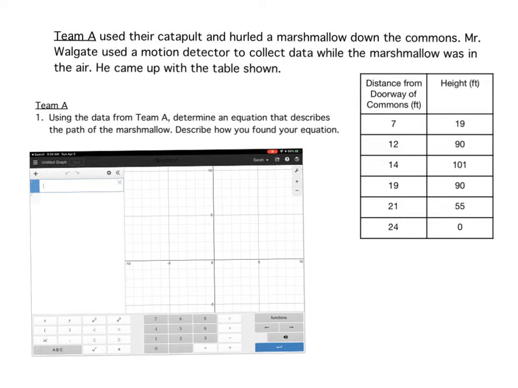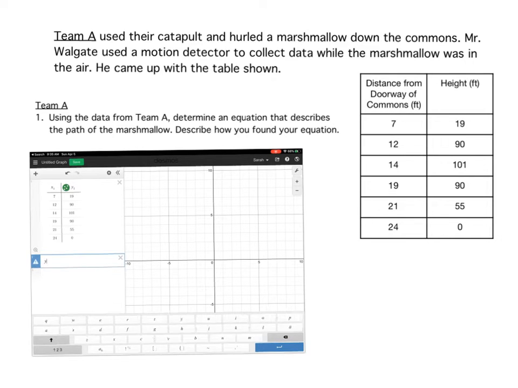And in Desmos, we're going to go ahead and make up a table. So we'll hit the plus sign. We're going to put in our values of our ordered pairs. So we have 7, 19, 12, 90, 14, 101, 19, 90, 21, 55, 24, 0.